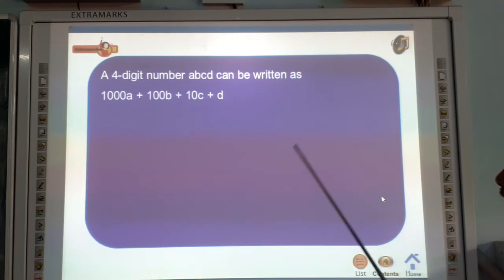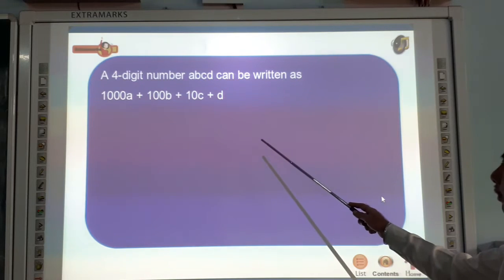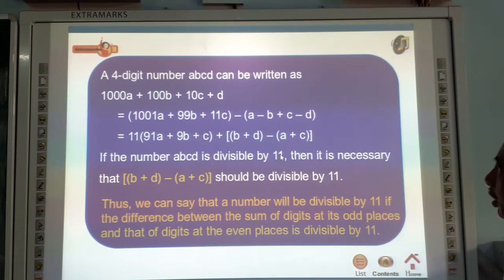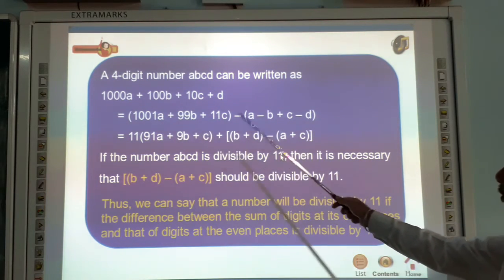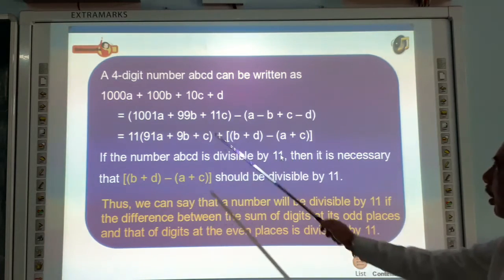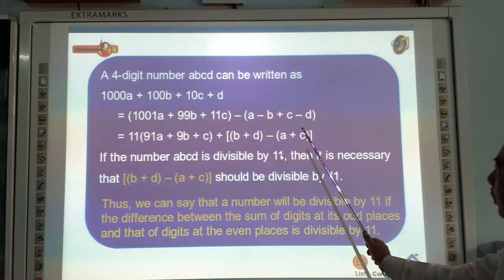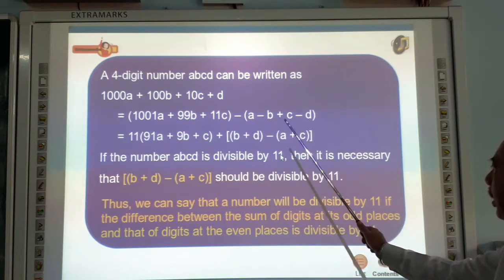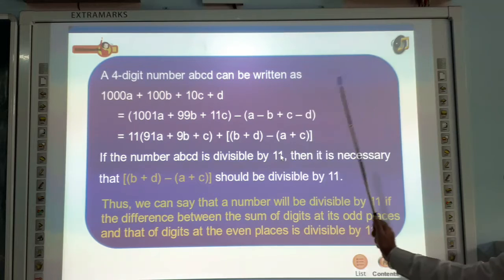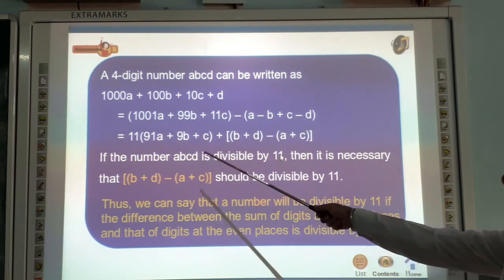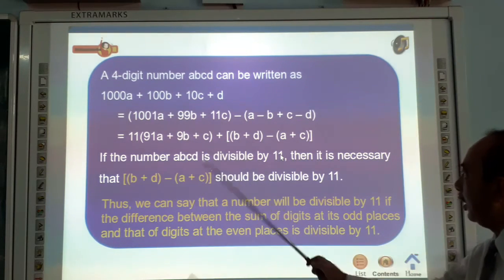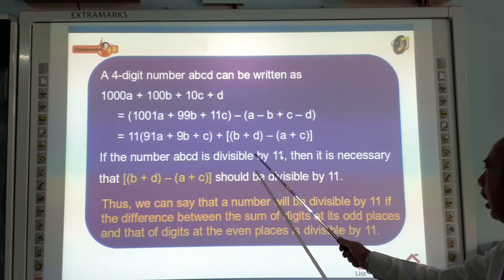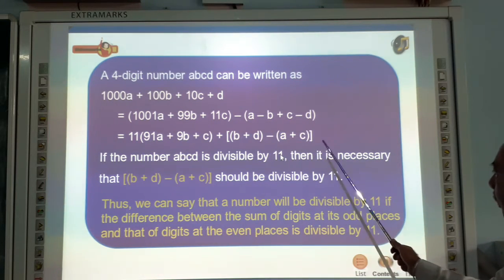One more example, and this example is for a 4-digit number, 1000A plus 100B plus 10C plus D. Again it is split: 1000 is split as 1001 minus 1, 100 as 99 plus 1, and 10 is 11 minus 1, and D as it is. Then 11 is taken out common, and within the bracket we are left with 91A plus 9B plus C, and on the other part we are left with B plus D minus A plus C.